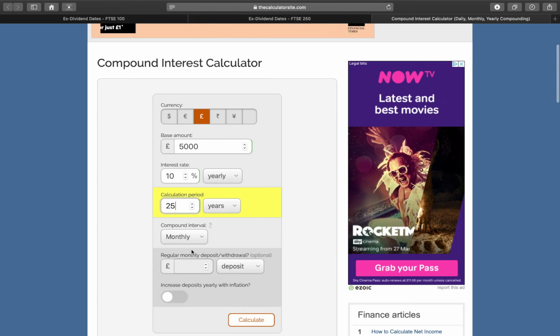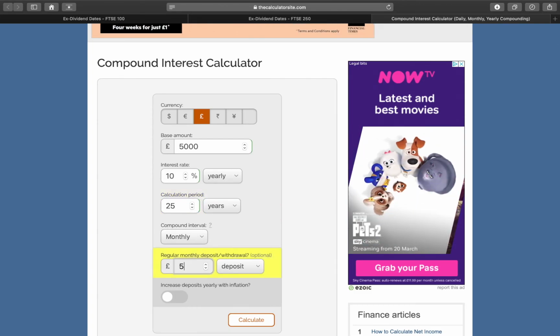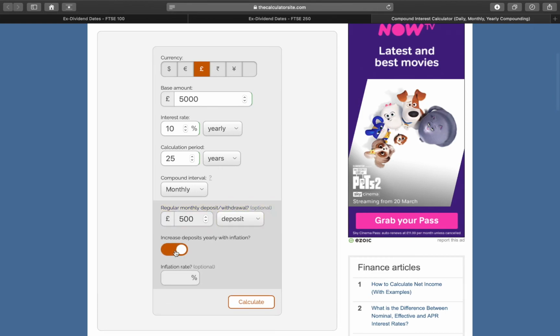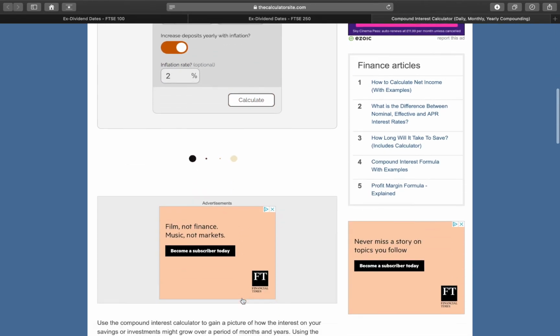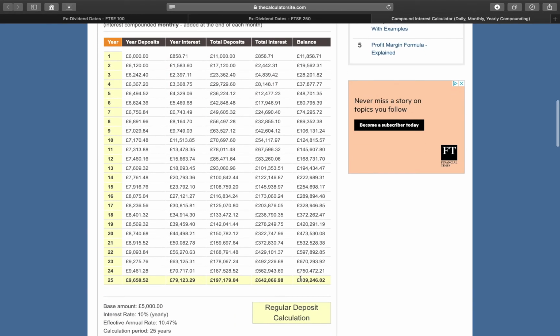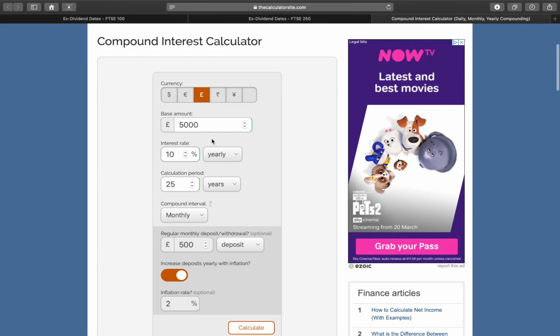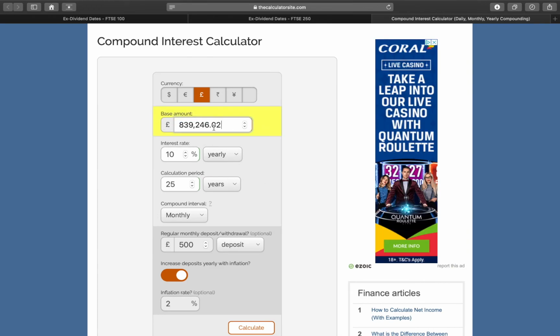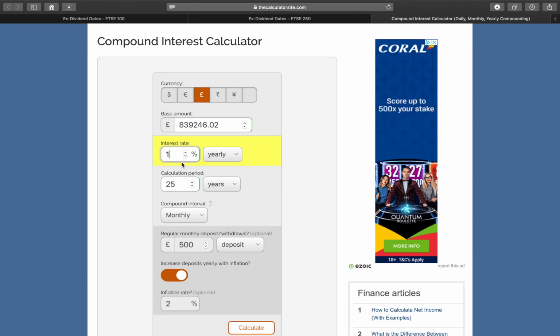Compound interval monthly, and you committed £500 to it. Obviously, inflation after 25 years will be relevant, so let's include an inflation rate of 2%, and let's calculate. So at the end of the period, you will have this amount here. Now, in order to understand what you could do with this, let's go back and include that amount here as the principal. And let's say you want to retire at the end of the 51st year of life, if that makes sense.